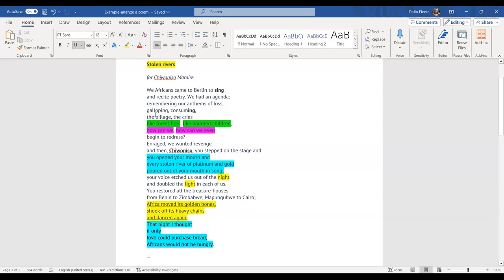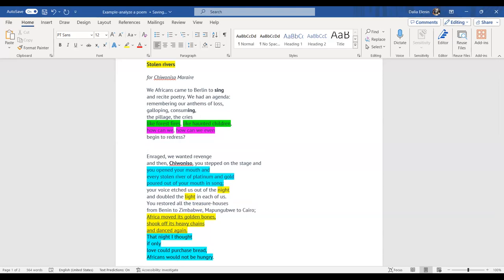Now, let's read one more time. This time, Safa, you're going to read up to "begin to redress." This is the first stanza. Can you please start?